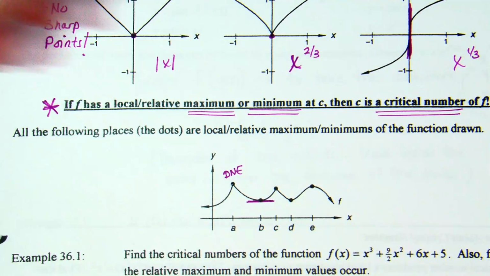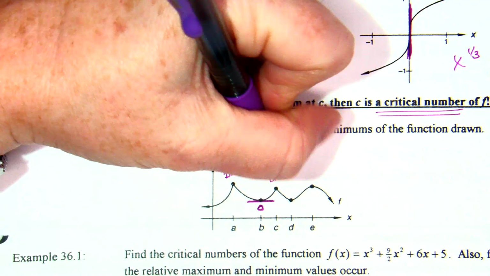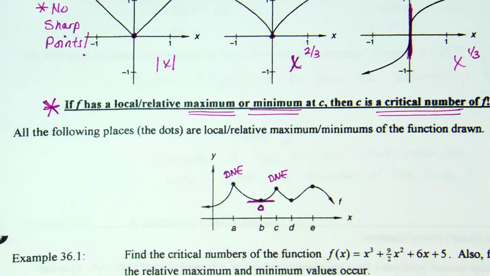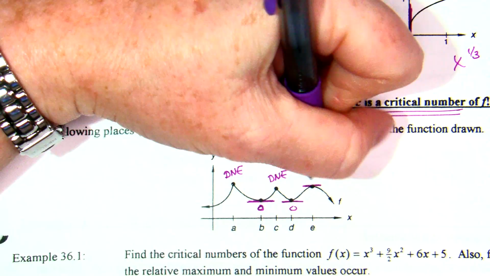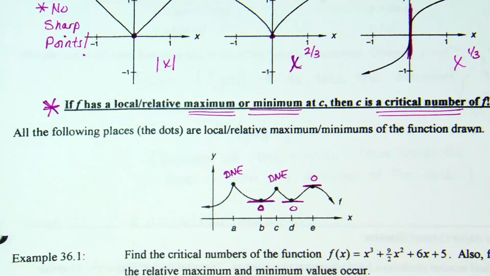What about at C? The derivative does not exist because it's a sharp point. The derivative at D, you would draw a horizontal line that has a slope of 0. The derivative at E would have a horizontal tangent line again, slope of 0. So those are all examples of critical values, critical points.